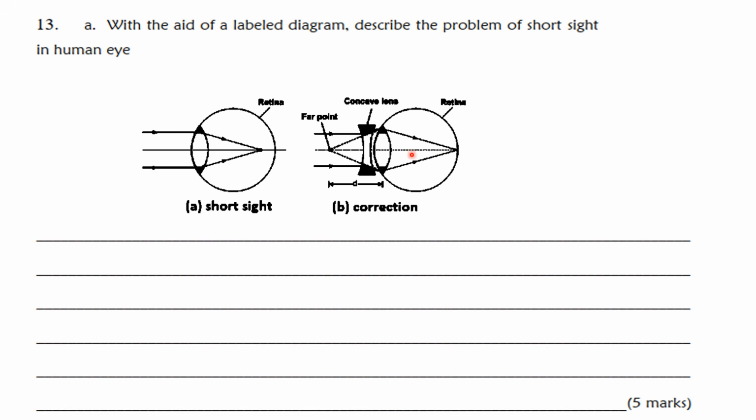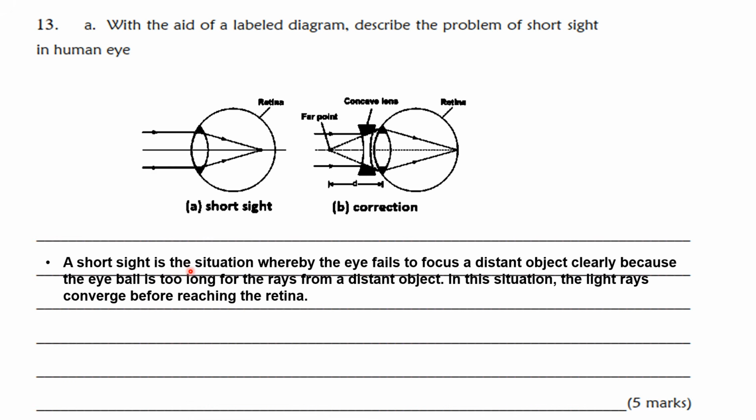So having drawn these diagrams, that can be 2 marks. We have 5 marks there. We need 3 more points to get 5 marks. A short sight person is the situation whereby the eye fails to focus on distant objects clearly because in most cases the eyeball is too long for the rays from a distant object. In this situation, the light rays converge before reaching the retina, like here.